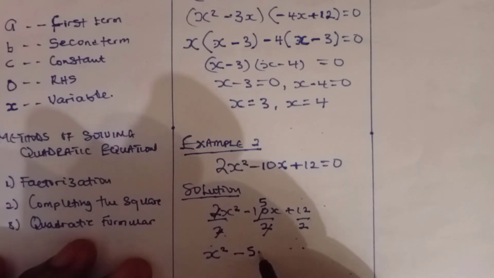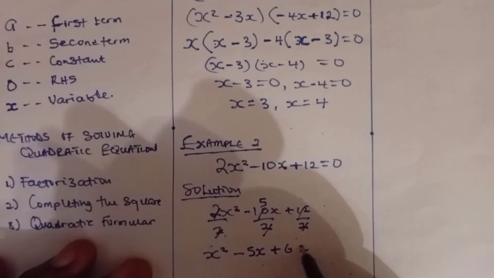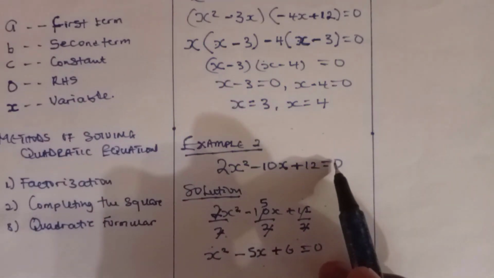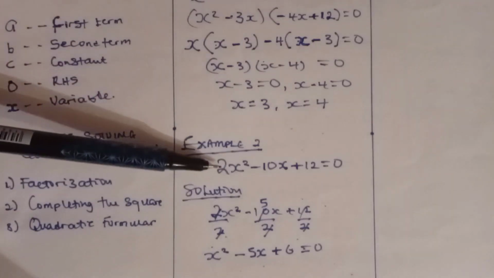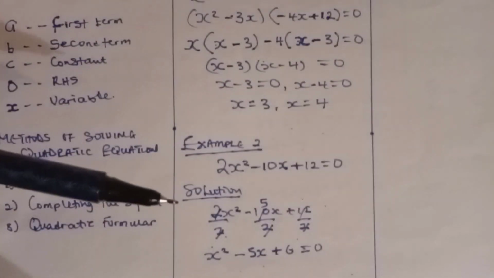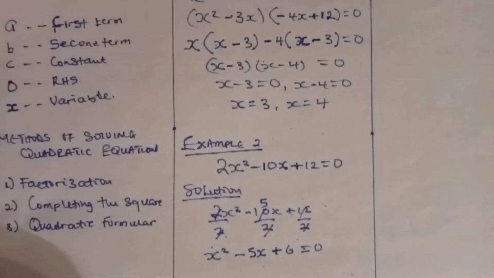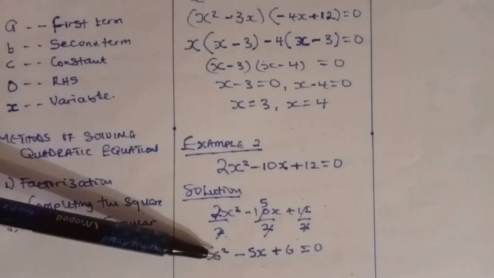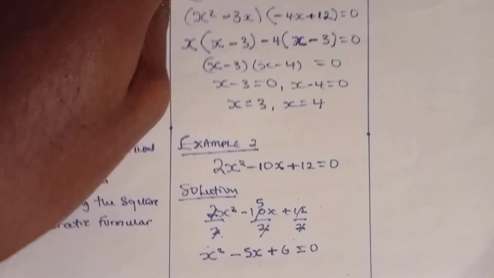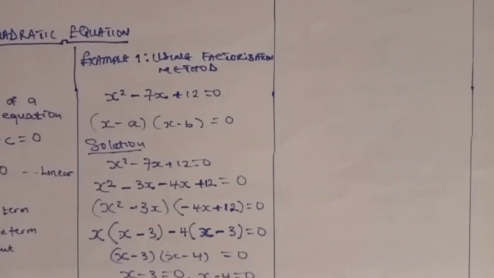So we have 5x, and then 12 divided by 2 you have what? Plus 6 equals 0. Here you can divide the right side by 2, so you still have 0. There are times where you can divide through by the first coefficient, and then you have to multiply the first term and the last term. But in this very case, we were able to divide, which is very good, and we have this as our new equation.